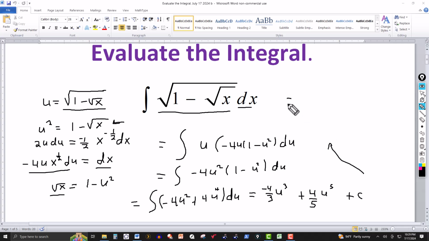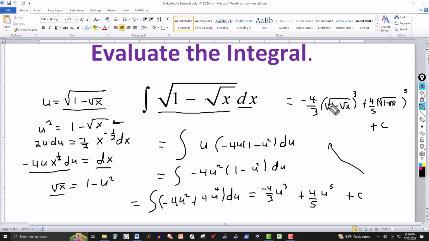Put equals over here. So this will be a minus 4/3 u to the 3rd, but u is the square root of 1 minus square root of x. And this is to the 3rd power. And then it's a plus 4/5 u to the 5th, but u again is the square root of 1 minus square root of x, and that's taken to the 5th power. And then you have your constant of integration.